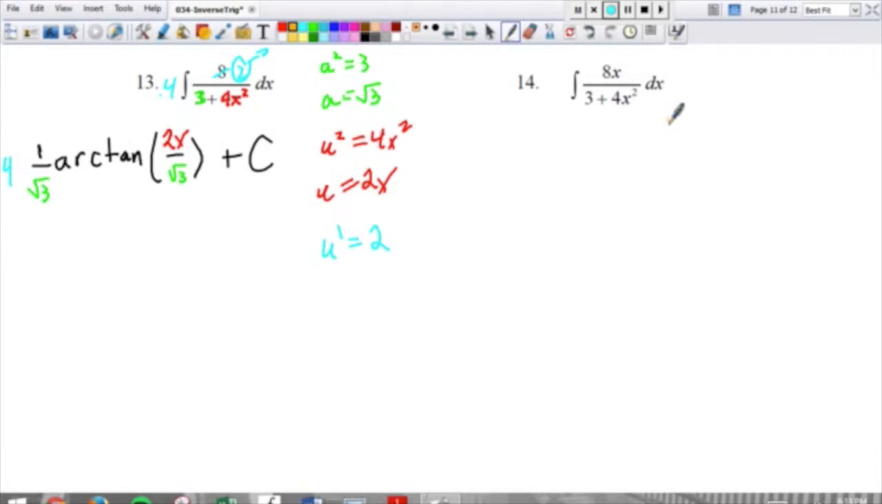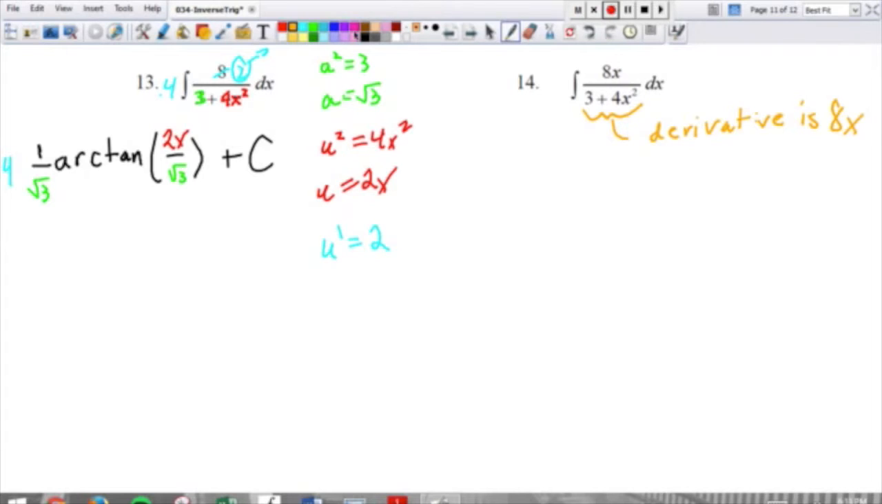This one I'm going to use a different color for. Here I'm going to use the color orange. And again, I already spoiled the ending. What is the derivative of the bottom? Oh, it's 8x. So I'm thinking the entire bottom's derivative is 8x. So I have that on top.